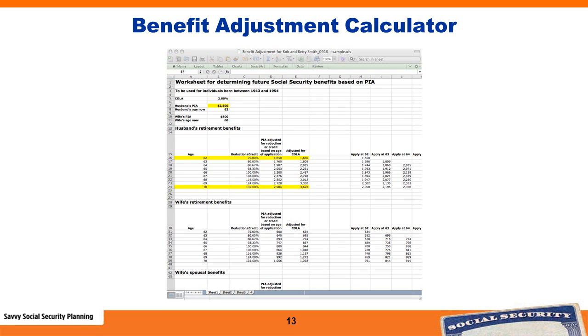To get a client's COLA adjusted benefit amount, open the benefit adjustment calculator. Enter the client's PIA and current age at the top. The calculator will automatically fill in the benefit amounts if he applies at age 62, 63, 64, and so on. Column D shows the PIA adjusted for reduction or credit based on age of application. Column E shows those amounts adjusted for COLAs. So to determine Boomer Bob's age 62 and age 70 benefit amounts, just look at the numbers in column E that correspond to the ages you want to analyze.